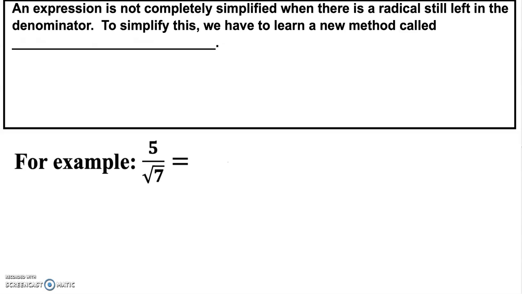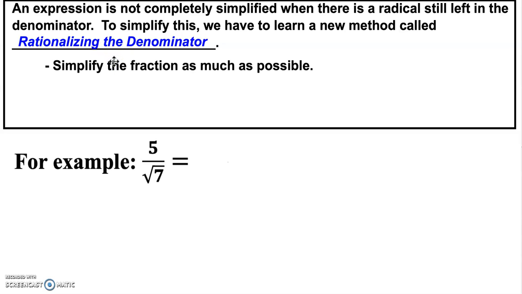An expression is not completely simplified when there's still a radical in the denominator. Notice in this expression, we have that square root of 7 in the denominator. To simplify this, we have to do what's called rationalizing the denominator. We do that by simplifying the fraction as much as possible. This is as simplified as it's going to get. 5 over root 7, we can't do anything to it yet.